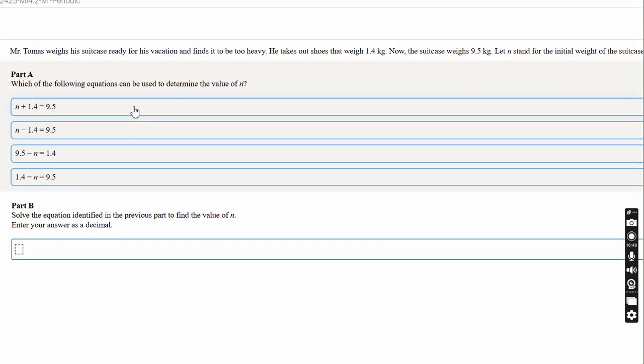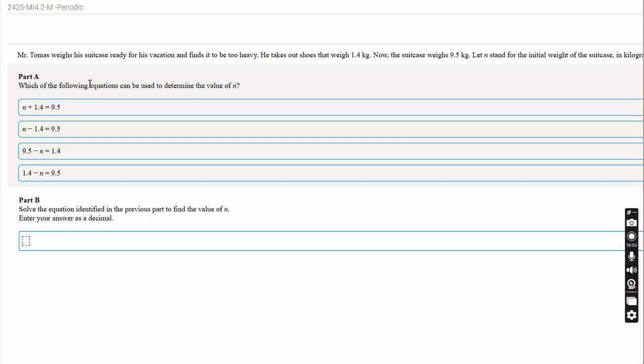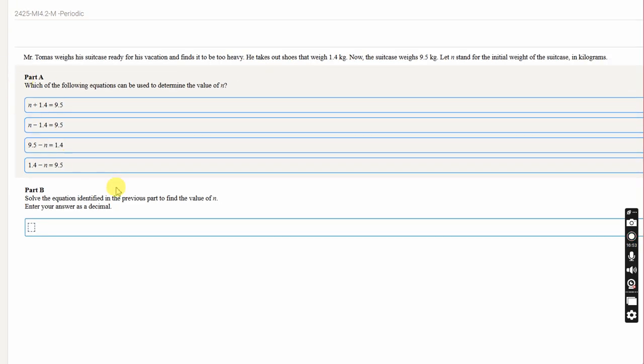So Mr. Thomas weighs his suitcase ready for his vacation and finds it to be heavy. He takes out the shoes that weigh 1.4 kgs. Now the suitcase weighs 9.5 kgs. Let N stand for the initial weight of the suitcase in kilograms. So now here what happens is that Mr. Thomas, his initial weight was N, right?